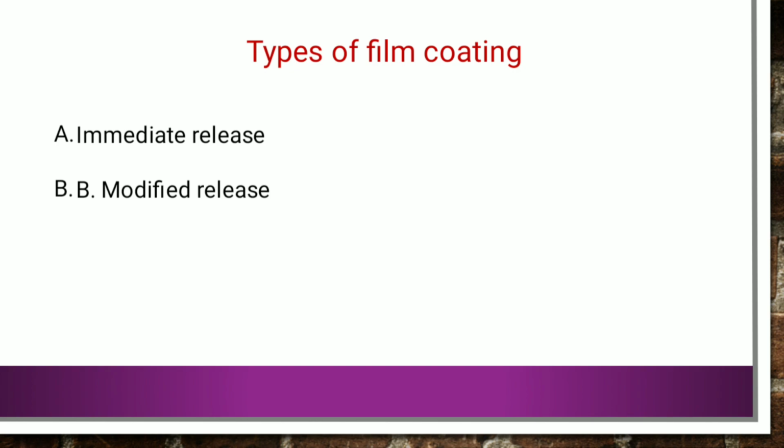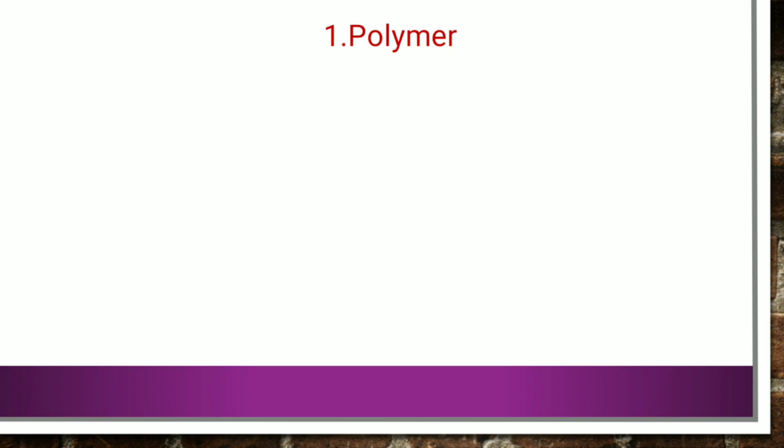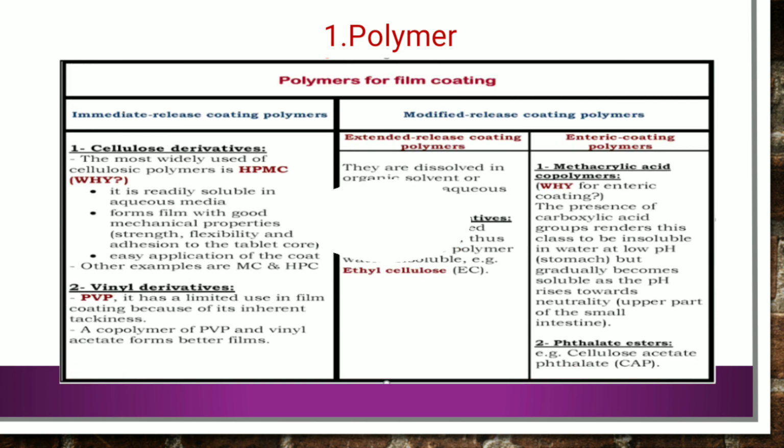It should have compatibility with common coating solution additives. It should be capable of supporting pigments, and it should ideally be non-toxic, inert, and tack free. Then the next is the various polymers that are used in film coating, which include, for immediate release, coating polymers, as well as modified release coating polymers.